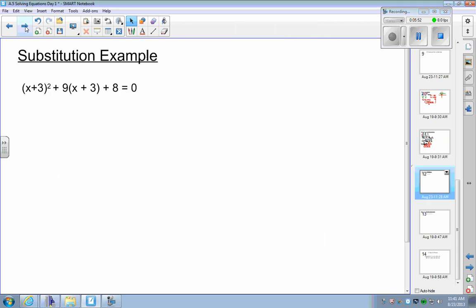Lastly is a substitution example. Now there's 2 ways you can do this, a quicker way and a longer way. So if you just saw this right now, you get a quantity x plus 3 squared plus 9 times the quantity x plus 3 plus an 8 equals 0. You might be tempted just to say, okay, well, I'm just going to expand this stuff out and collect all my like terms. So let's try that method first and I'll show you the shortcut.